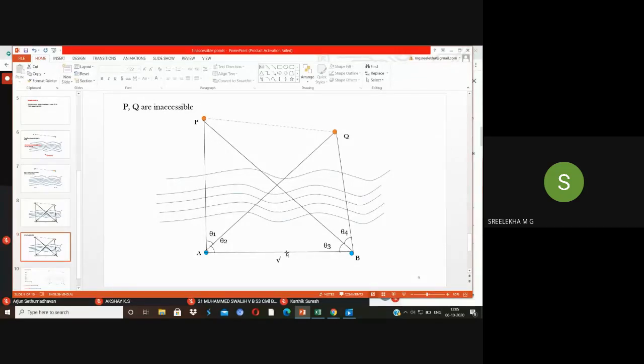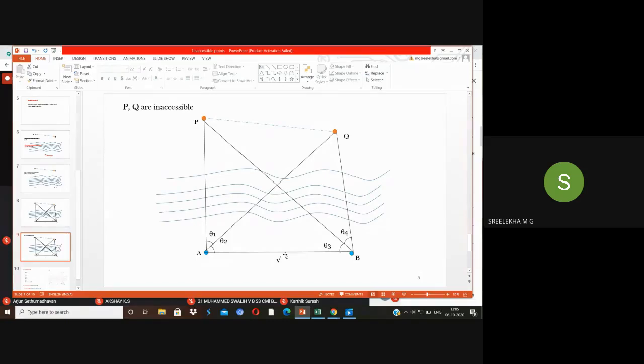So now you got your thing. What was the procedure? Setting up the instrument at the point B. Your leftmost point A will be sighted with the vernier at 0.